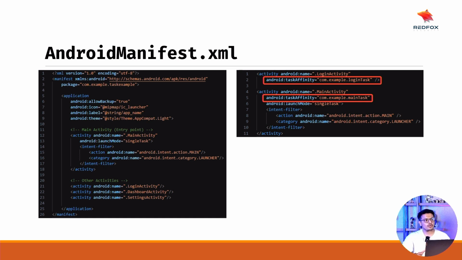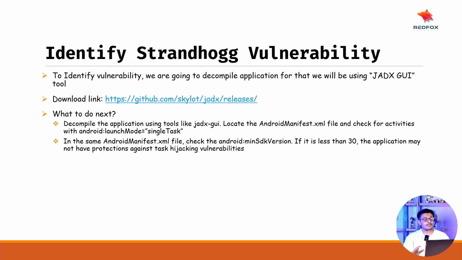So why am I showing you this? Most of the time when we are identifying the StrandHogg vulnerability, we are going to check the Android manifest file and look at the different components. So without wasting any time, let's understand how we can identify the StrandHogg vulnerability. To identify this, I'm going to use a tool called JDX GUI. This is the download link. Don't worry, I will mention the link in the description as well.